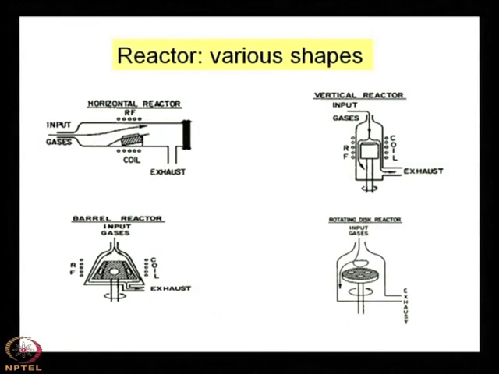Today we shall discuss one special type of chemical vapor deposition, which is known as metal organic chemical vapor deposition. In my last class we have seen that there are different types of CVD. It can be atmospheric pressure CVD, it can be low pressure CVD, it can be plasma enhanced CVD.